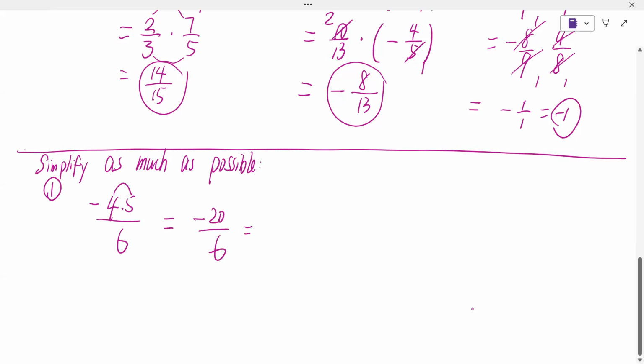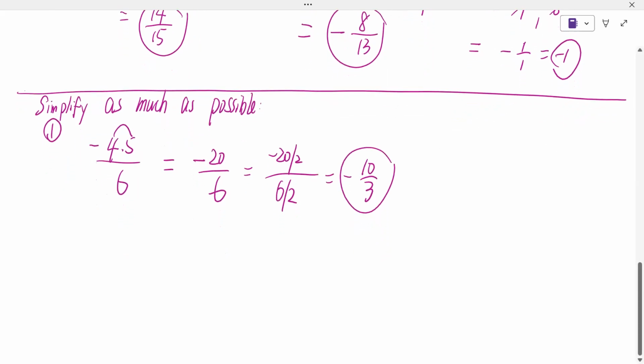Now I'm going to reduce it, right? Because they're both even numbers. So they both could be reduced by 2. So negative 20 by 2 gives us 10, 6 by 2 gives us 3. So it's minus 10 over 3. Even numbers could always be reduced by 2.